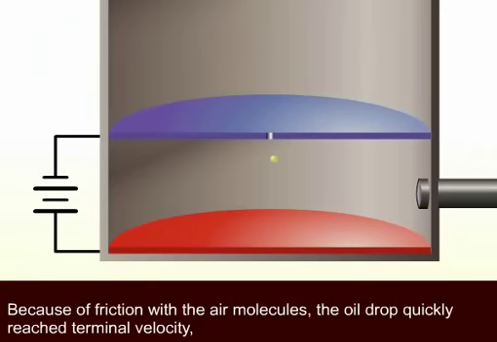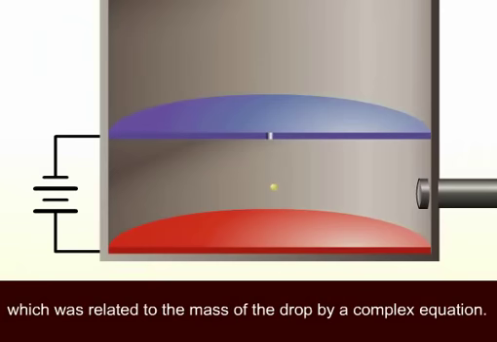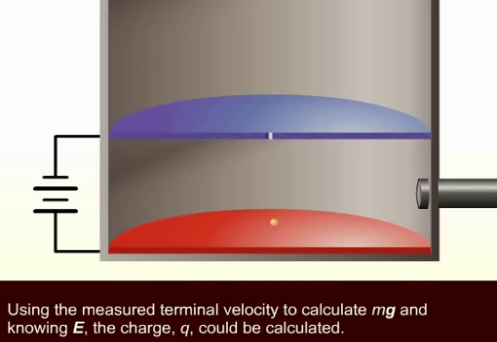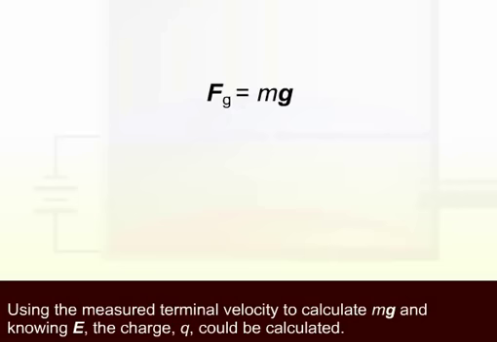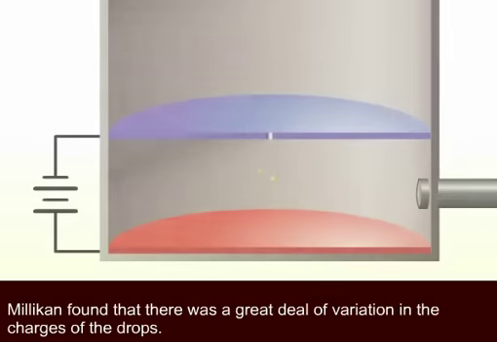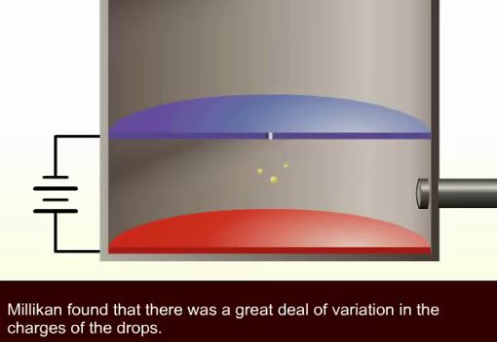Because of friction with the air molecules, the oil drop quickly reached terminal velocity, which was related to the mass of the drop by a complex equation. Using the measured terminal velocity to calculate mg and knowing E, the charge, Q, could be calculated. Millikan found that there was a great deal of variation in the charges of the drops.